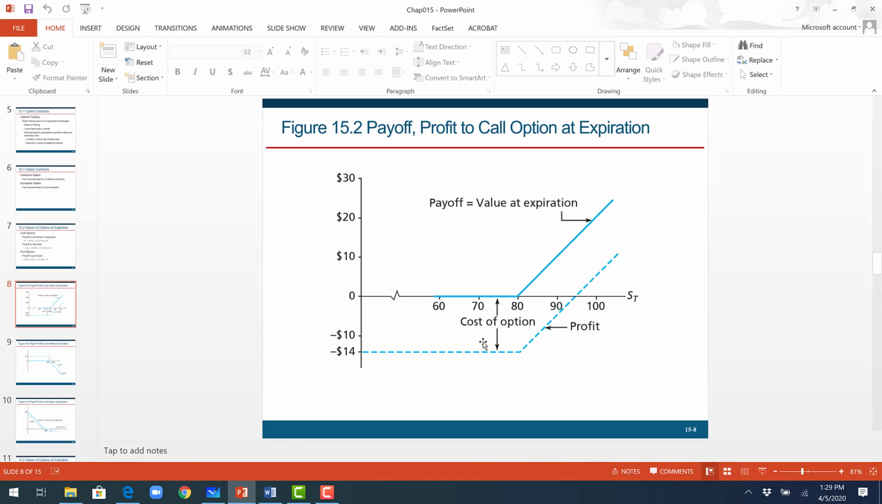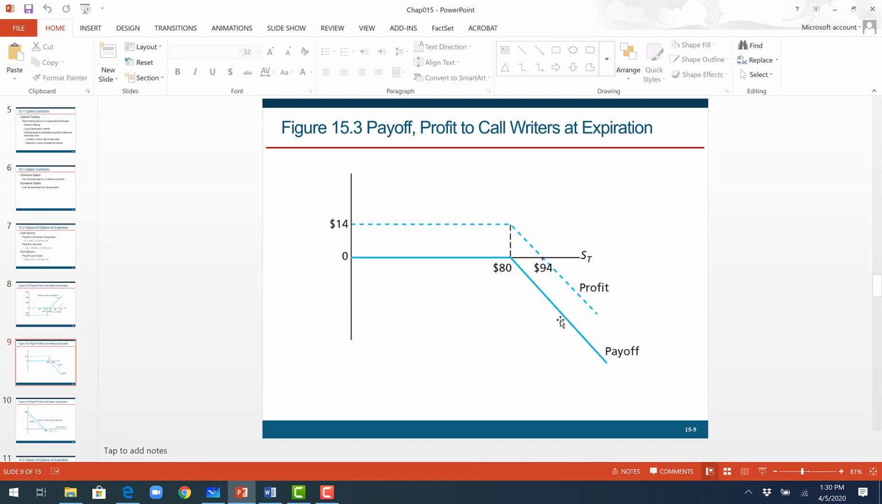For the writer, as we have said before, it's just the opposite, right? So if you were to draw the payoff diagram for the writer, it would be a mirror image of this, right? Just flip it across this ST axis, get the mirror image, and that would be the writer's payoff. So this is the writer's payoff, right? For that same option, exercise price of 80 and premium of $14.